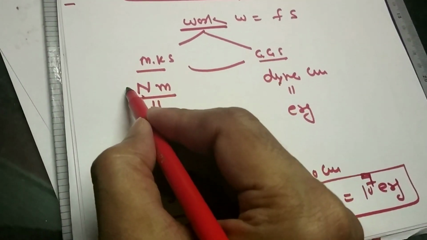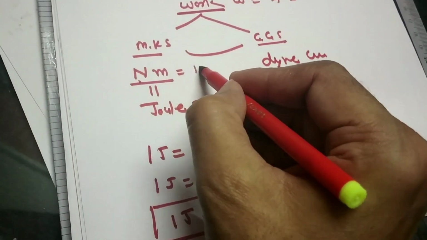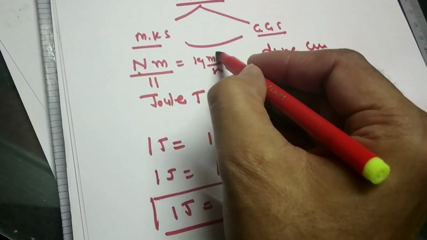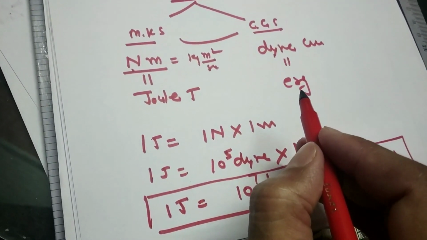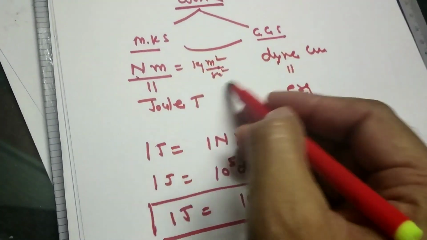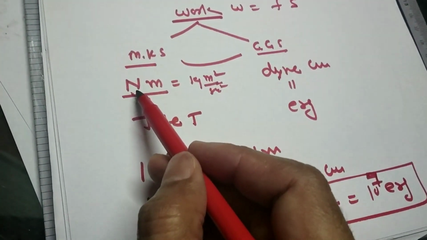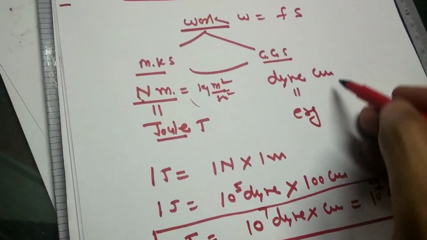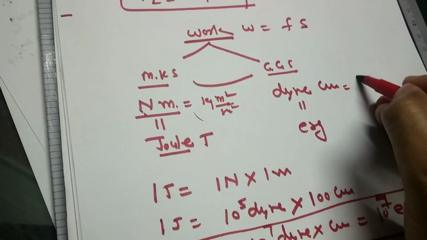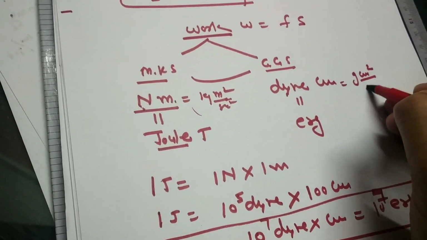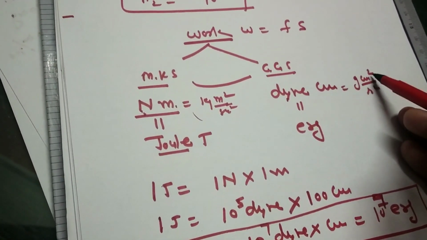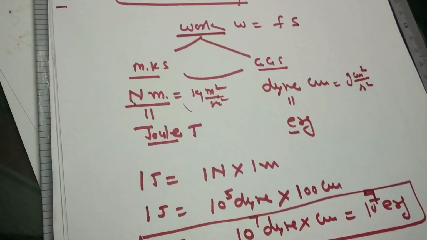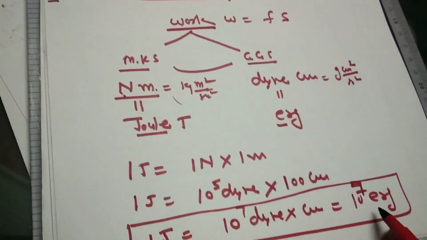Newton you also know: kilogram meter per second square, and into meter will be kilogram meter square per second square. This you can also write, but Newton also you can write directly. So Newton meter is equal to joule. Dyne centimeter is gram centimeter square per second square, so gram centimeter square per second square is also equal to erg. So in a simple way we know that 1 joule equals 10 to the power 7 erg.